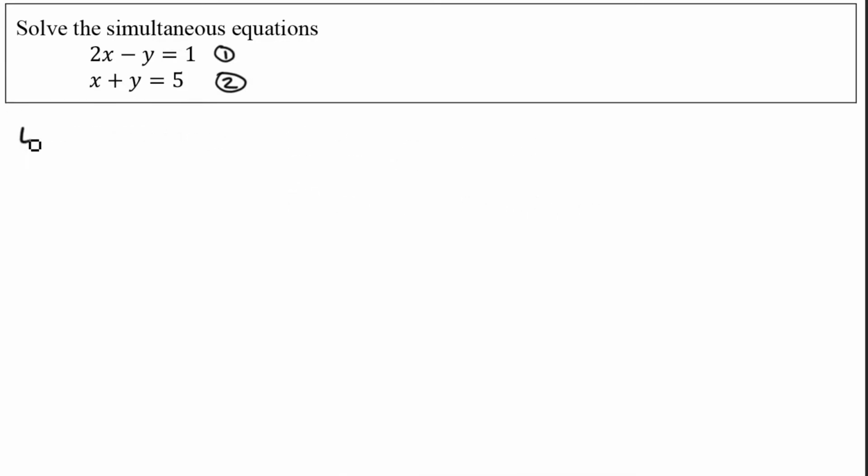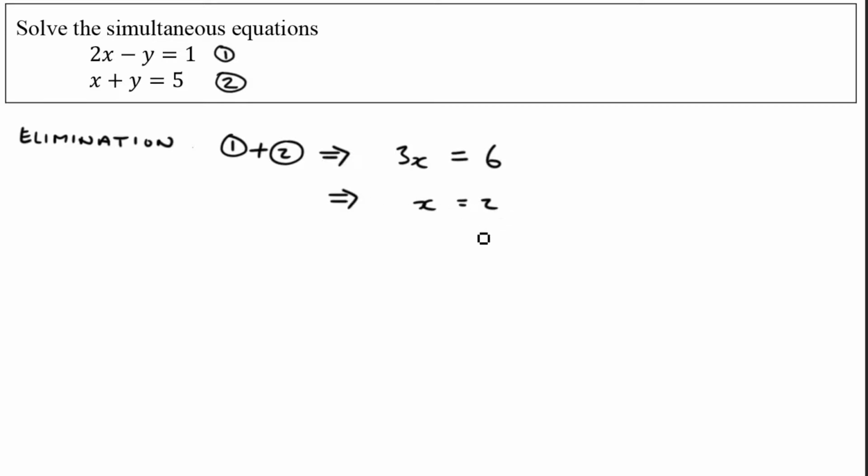Another approach is to use elimination. In elimination, we find a way of combining the equations which eliminates one of the variables. For example, if we take equation 1 and add equation 2, then on the left-hand side we'll have 2x's plus another x, we'll have 3x's. We'll have a negative y and a positive y, but they will cancel out. On the right-hand side we have a 1 and a 5, which is 6, and so dividing by 3, we have that x is 2.